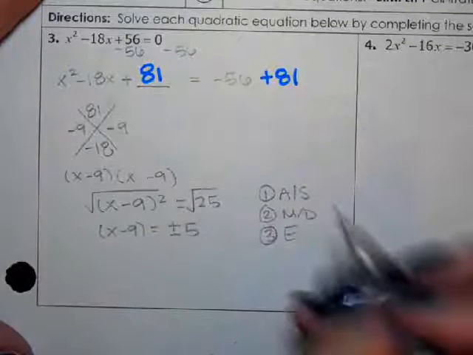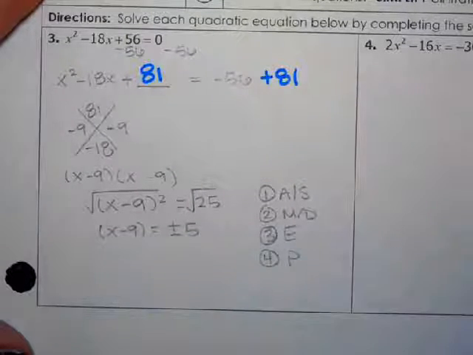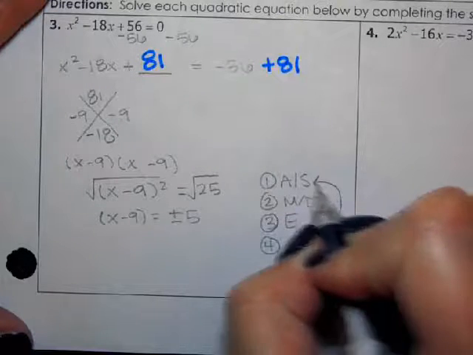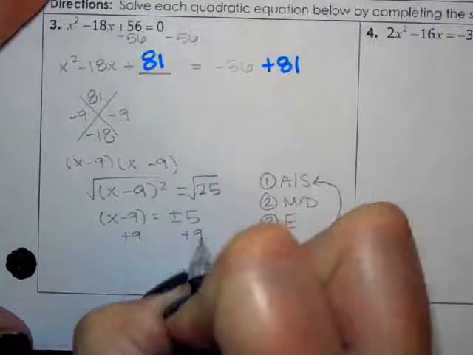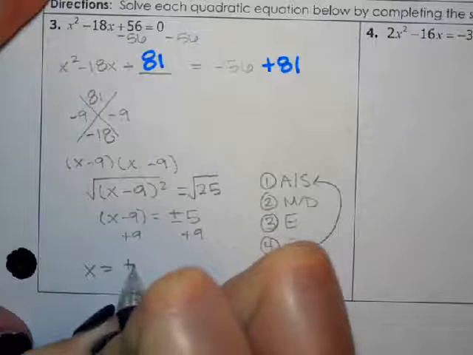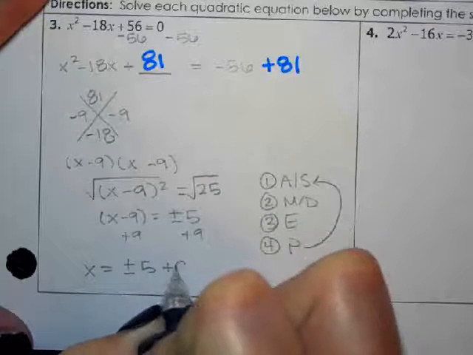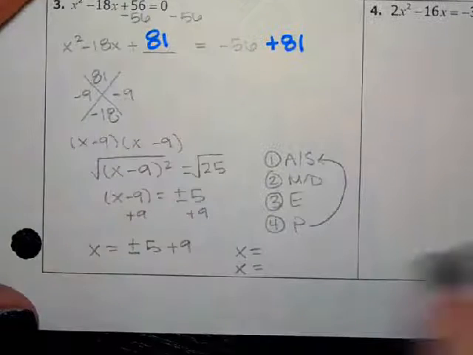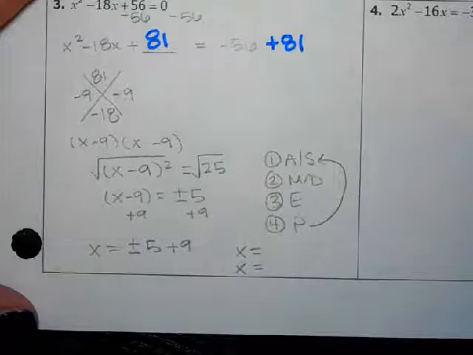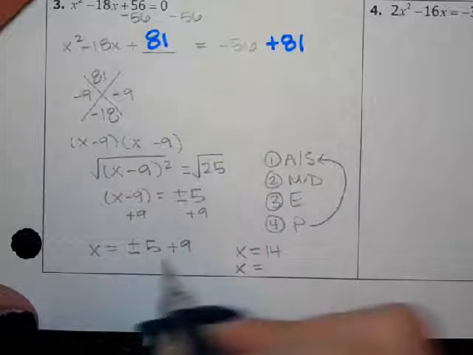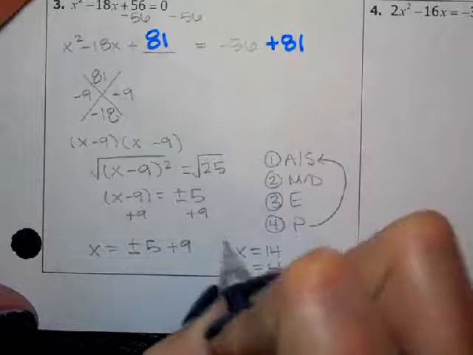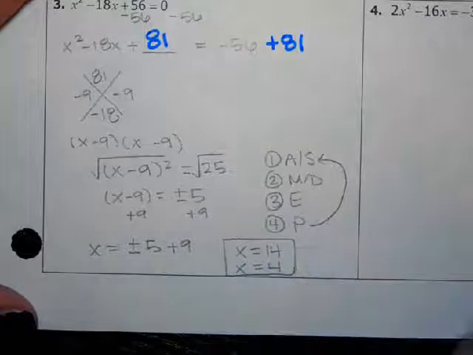Fourth step, we're going to bust inside those parentheses and do what? Plus 9 over to the other side. Okay, so x equals plus or minus 5 with a plus 9. So we get two answers. We have a positive 5 plus 9, 14. We have a negative 5 plus 9, 4. Easy peasy, lemon squeezy. What a beautiful problem that was.